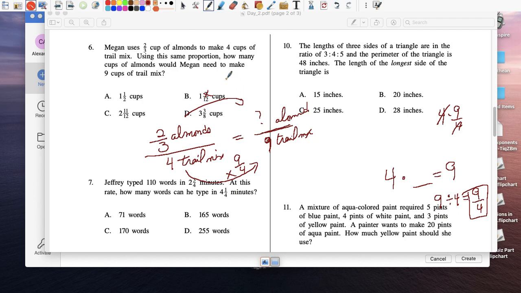So top, same thing, 9 over 4, and then 2 2/3, and I'll just do it by hand, 2 2/3 times 9 over 4. That simplifies, and that becomes 3 over 2. Our answer becomes 3 over 2, or 1 1/2. Yeah, we have it right here.